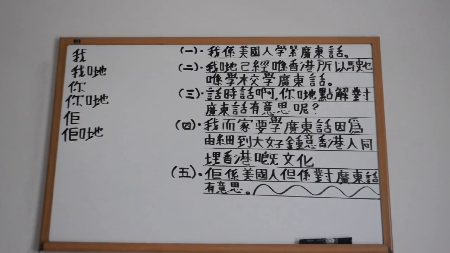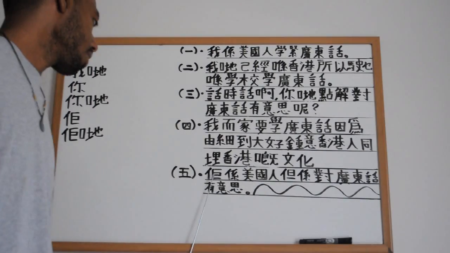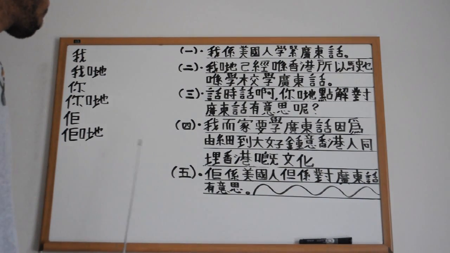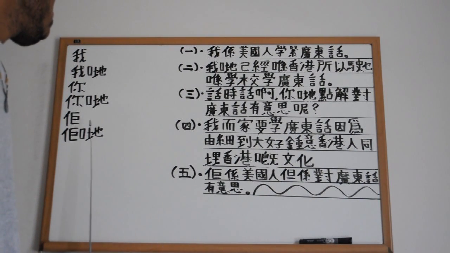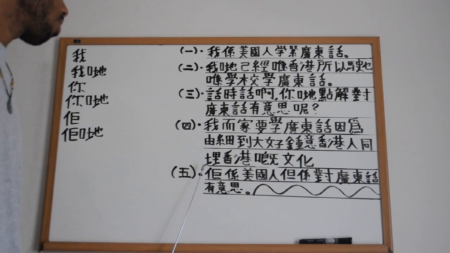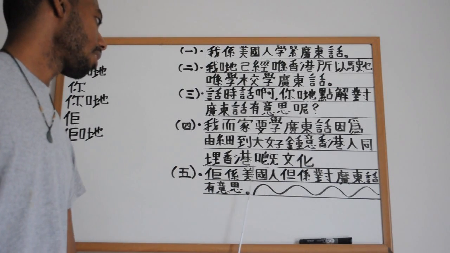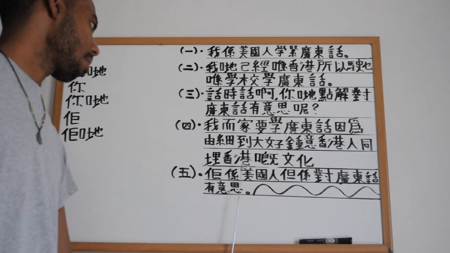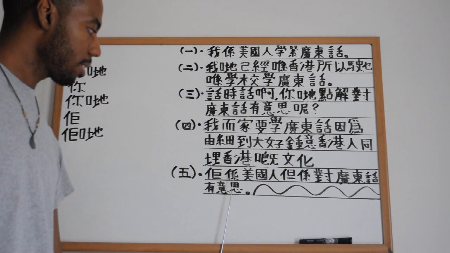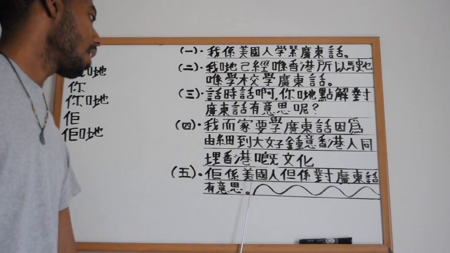Alright, so he, she, or it. So we use ko here. Now, if you wanted to, you could also use ko they, ko or ko they 係美國人. They, he or she is an American. So 係 is 美國人 American.